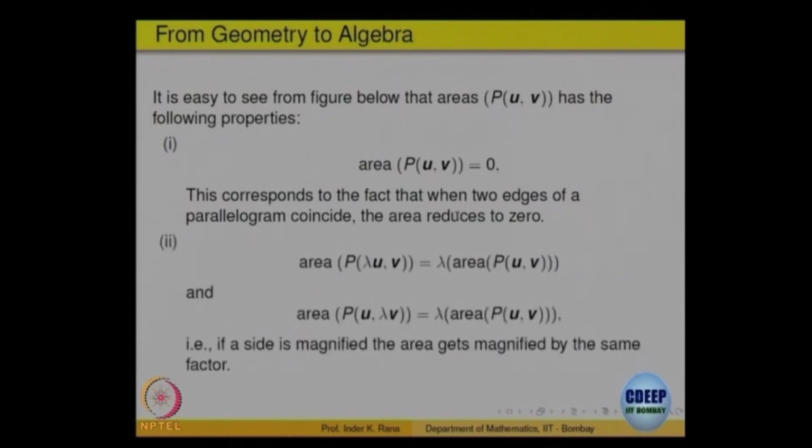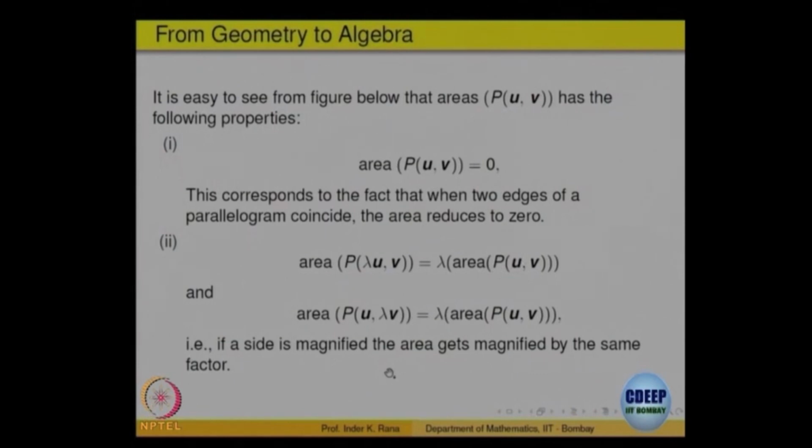The second important property is that if you scale one of the vectors, either U or V, by a scalar lambda, so you stretch U by lambda, then the area also gets stretched by the same factor. So, algebraically we can say that the area P of lambda U, V is lambda times the area of P of U, V, and similarly for the other variable, if you stretch V by lambda, then the area again gets stretched by lambda. So, the scalar comes out; that is the second property.